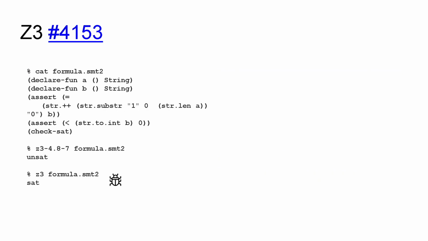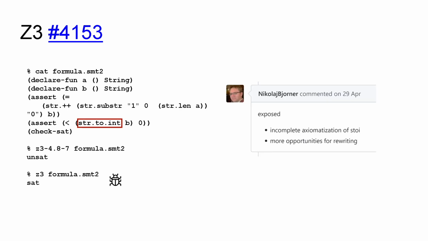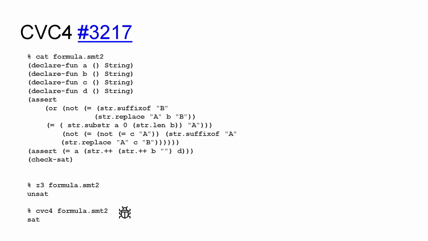This one is a bug in Z3's string logic. The formula is unsatisfiable, which the legacy Z3 4.8.7 correctly detects. However, the Z3 trunk version returns sat on this formula. Z3's main developer fixed this bug promptly. He said that this bug exposed an incomplete axiomatization of the string-to-int function and gives rise to rewriting opportunities in strings.